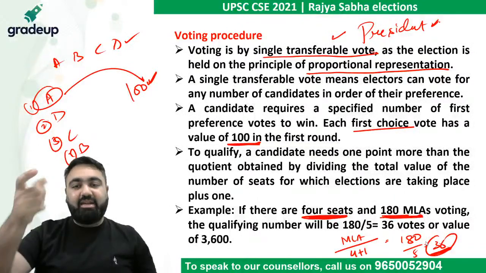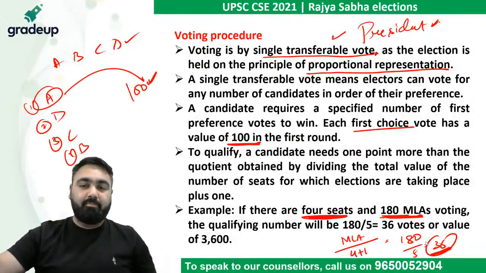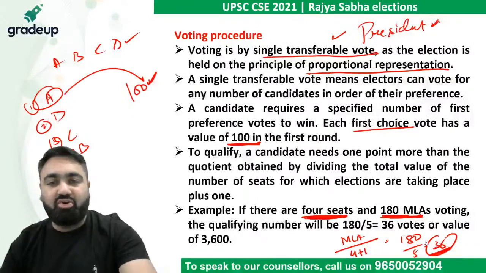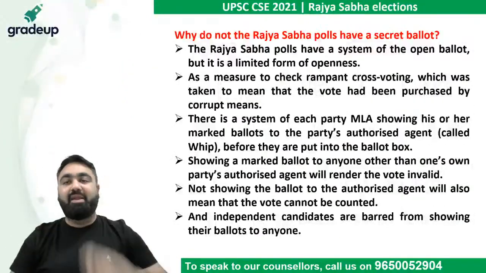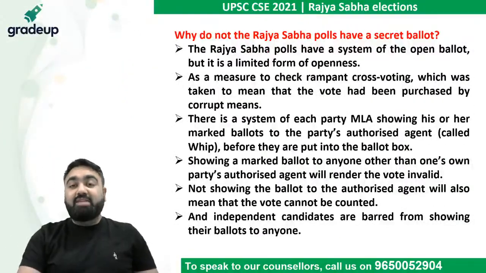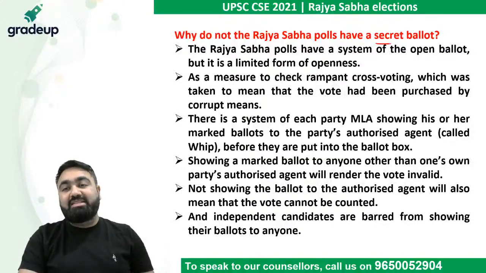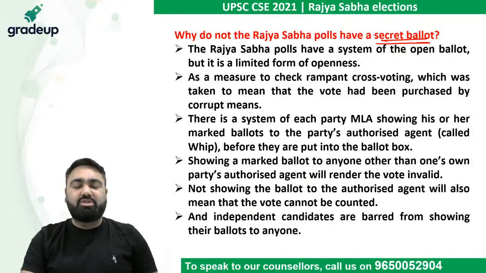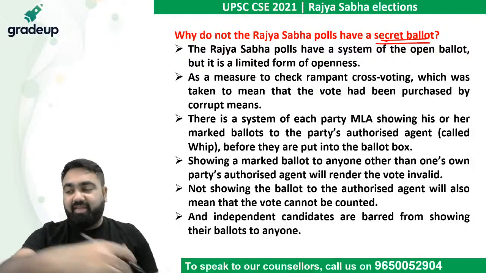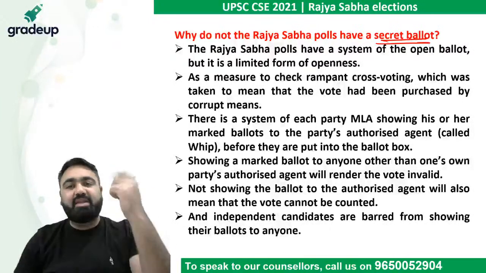So 180 divided by 4 plus 1, 5. If you get 36 votes, then you will win the Rajya Sabha MP election. Now, the Rajya Sabha elections do not happen by a secret ballot. Secret ballot means in Lok Sabha, etc. When you vote, the EVM machine is hidden, no one can see आपने किसको vote किया.